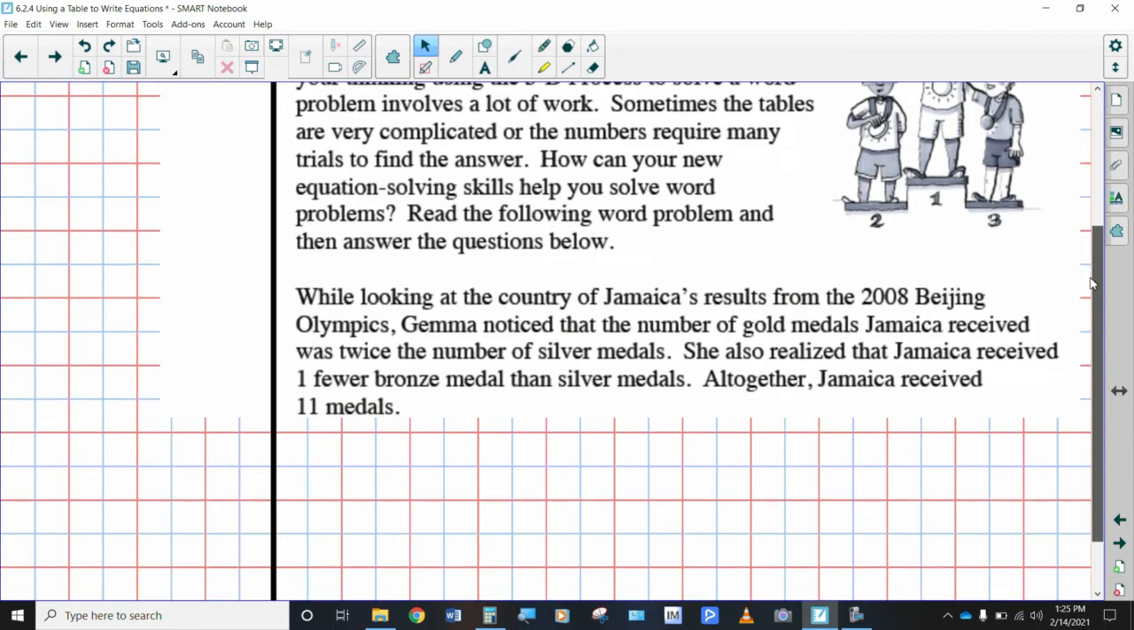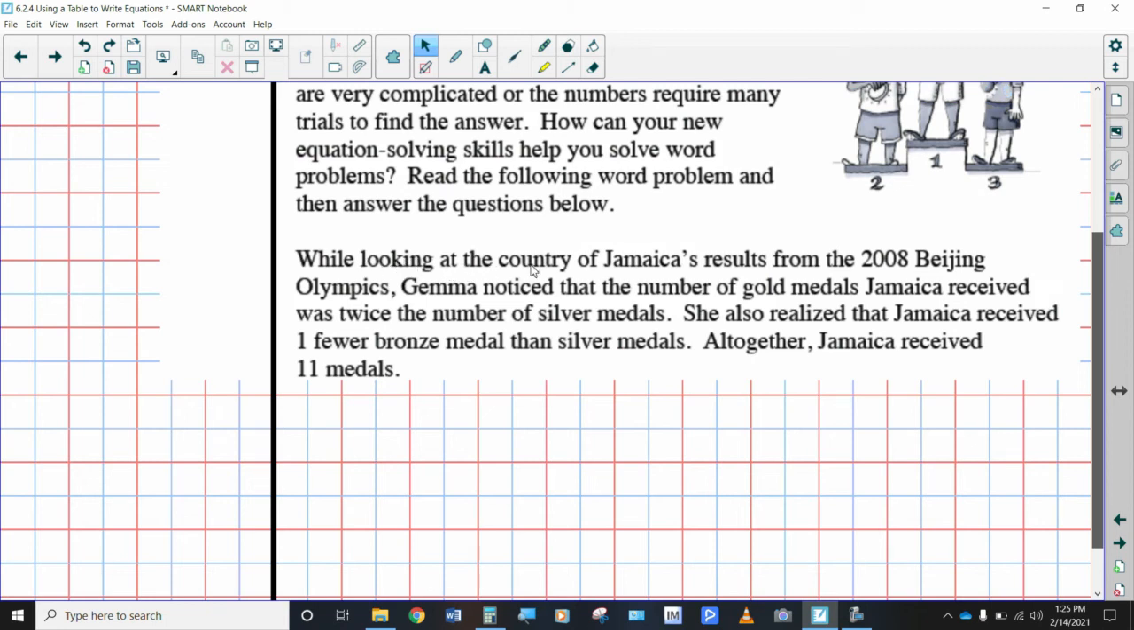So let's try this again, this time with a different situation. While looking at the country of Jamaica's results from the 2008 Beijing Olympics, Cameron noticed that the number of gold medals Jamaica received was twice the number of silver medals. Okay, so let's start with gold medals. Number of gold medals received was twice the number of silver medals, so I'll put silver medals here. She also realized that Jamaica received one fewer bronze medal than silver medal. So that's great. Both of those are being compared to the silver medals, so it seems like we might have our trial start with the number of silver medals, then double that number, and then take one away from that number, and that could be the number of gold and bronze.